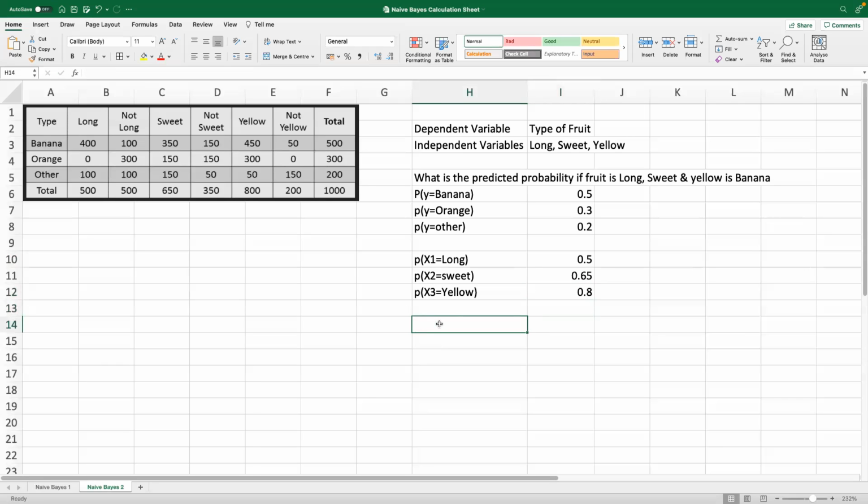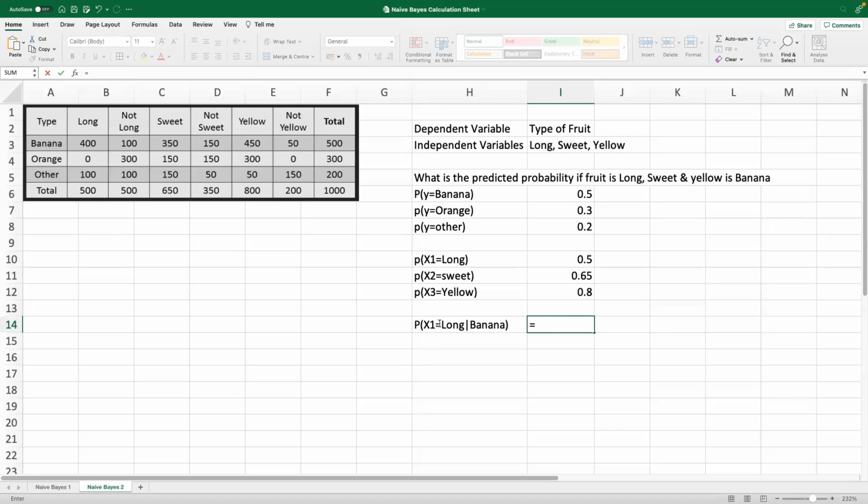Okay. Now, probability of x1 equal to long given it is banana. Given it is banana, what is the probability?